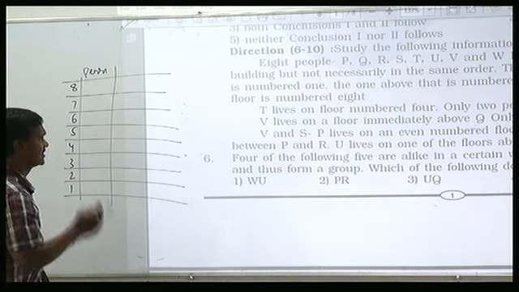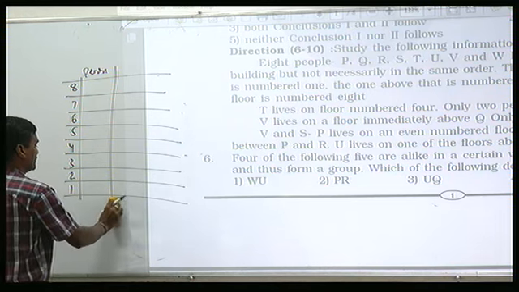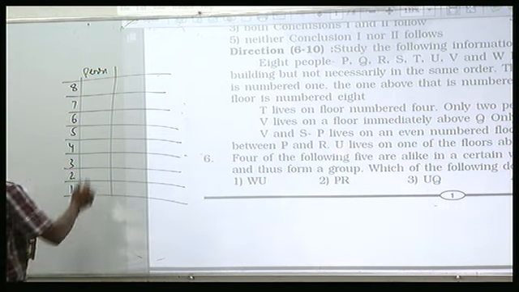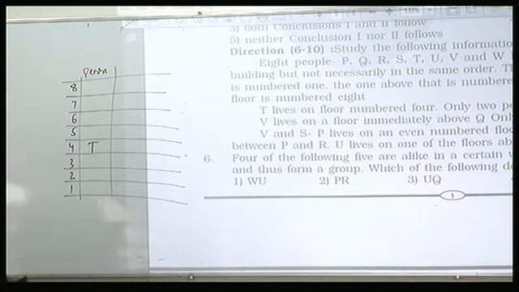Only person is given, there is no other parameter, fine. Then, what is the first one here? The lowermost floor. T lives on floor number 4. T, floor number 4, isn't it?